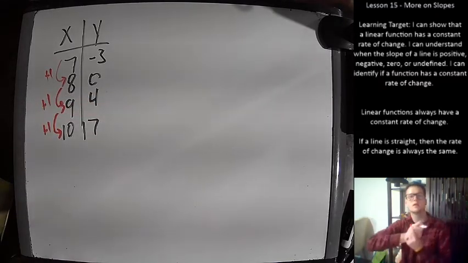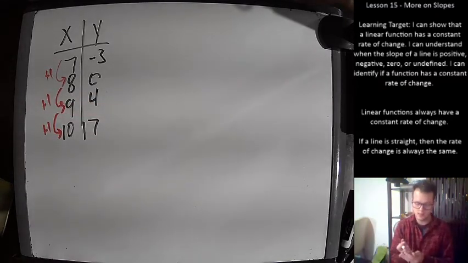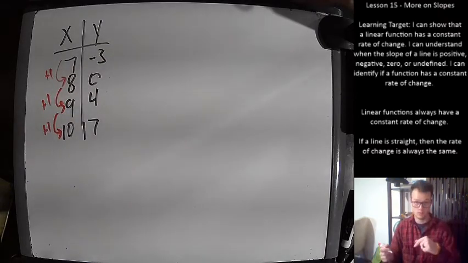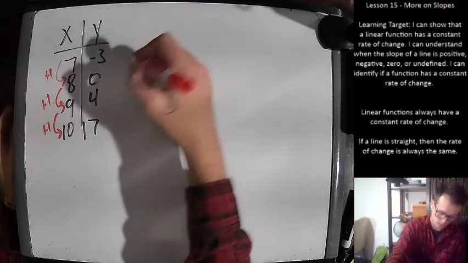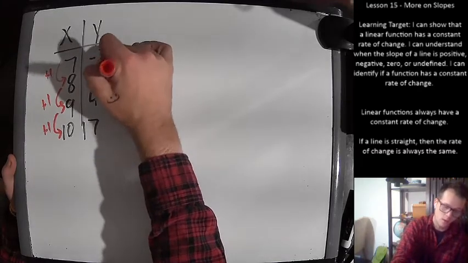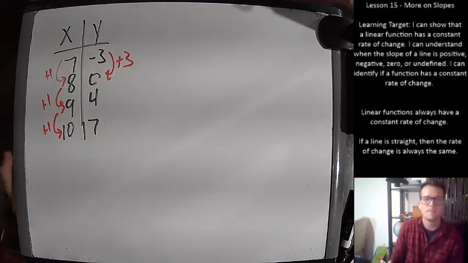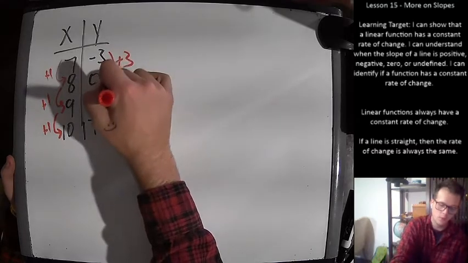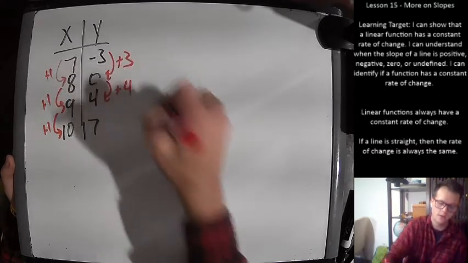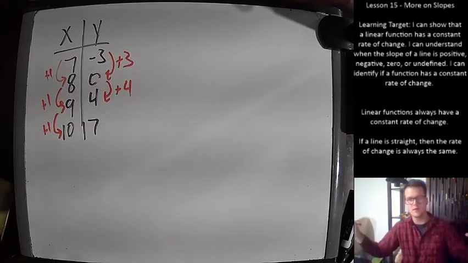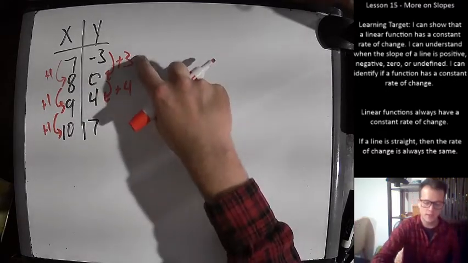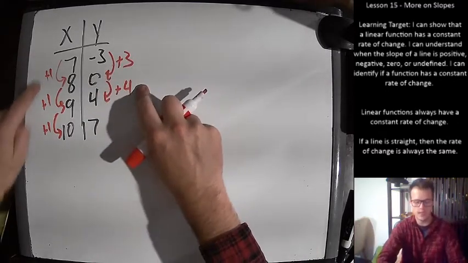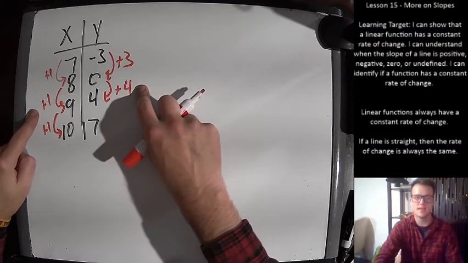Sweet. This is going to be a fairly easy task for us. We now need to determine if the y values all go up by the same amount as well, either up or down by the same amount. So to go from negative 3 to 0, we're going to have to add 3. To go from 0 to 4, we're going to have to add 4. Yikes. Okay, we already don't have a constant rate of change. Sometimes we add 3, sometimes we add 4, but we only added 1 both times on the x-axis.